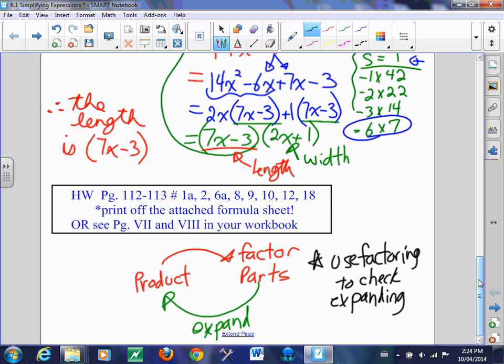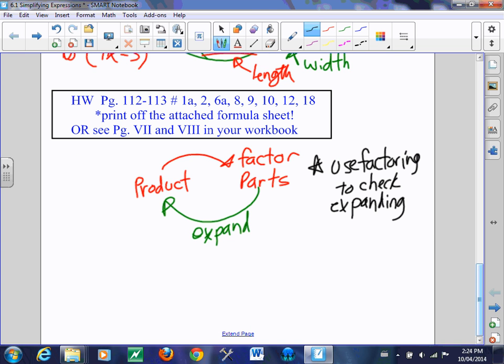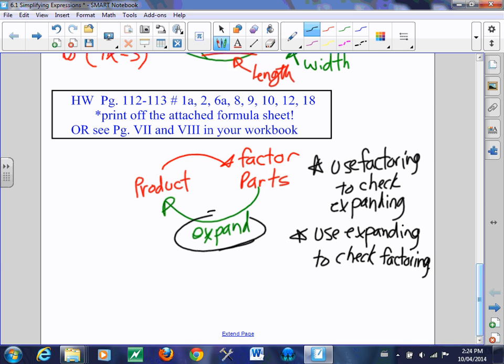And likewise, let me make some more room here. You're going to use expanding to check factoring. All right, great. So just remember they're opposite operations when you factor and when you expand.